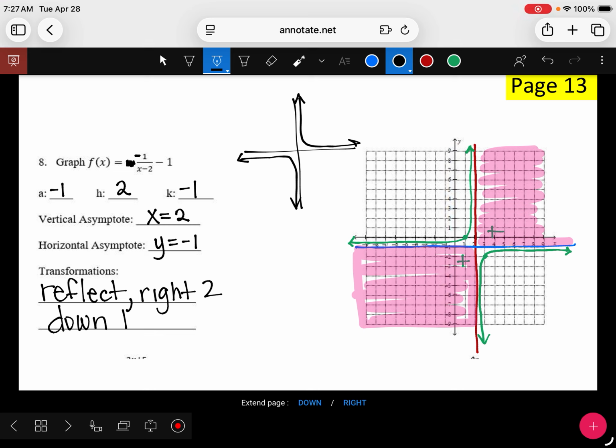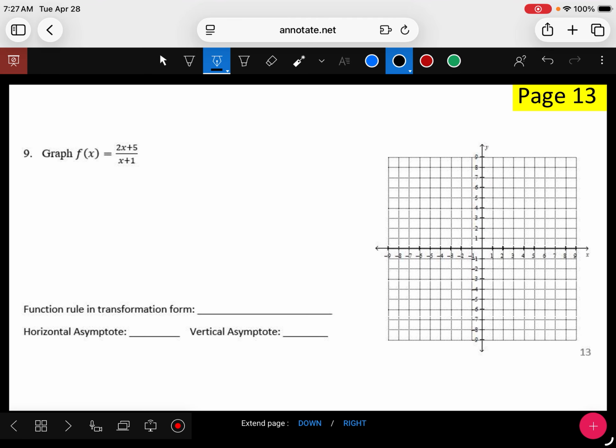And that's it. Now for our last questions, they're not in transformation form. So the first thing we have to do is a little bit of long division to put it in transformation form. So I will remind you how to do it. Let's get it done. Number 9.